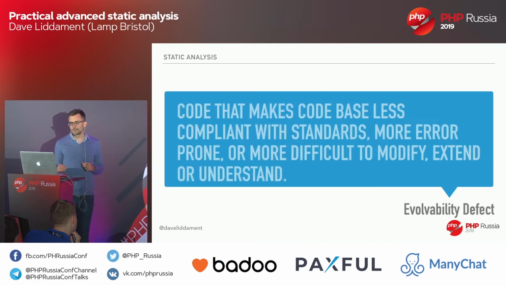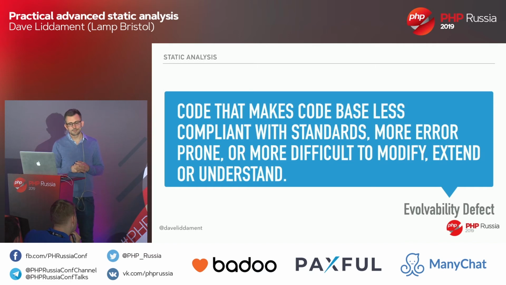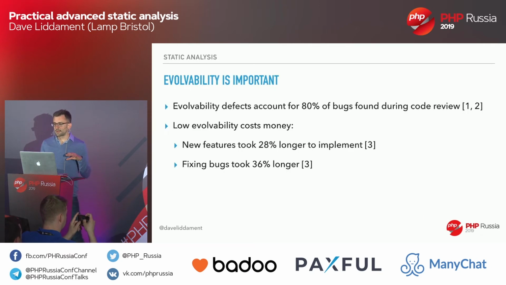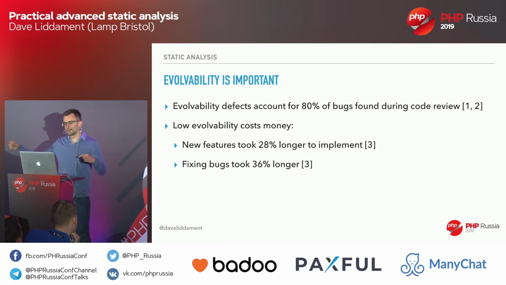So the third type is an evolvability defect. And that is code that makes the code base less compliant with standards, more error-prone, or more difficult to modify, extend, or understand. So it's a posh word for technical debt. And the interesting thing is people have done studies on evolvability, and they've looked at lots of people working on code bases, and they found that low evolvability code actually costs real money. This isn't a surprise to us developers, but there are links, if you get my slides, that the final slide actually links off to the studies where they've done this.